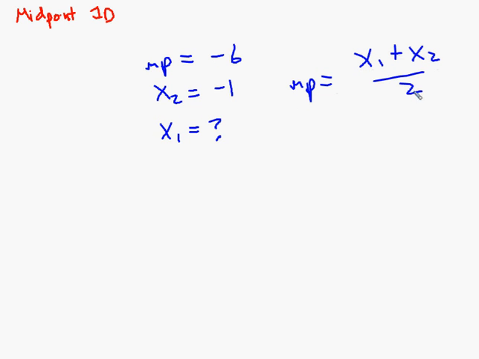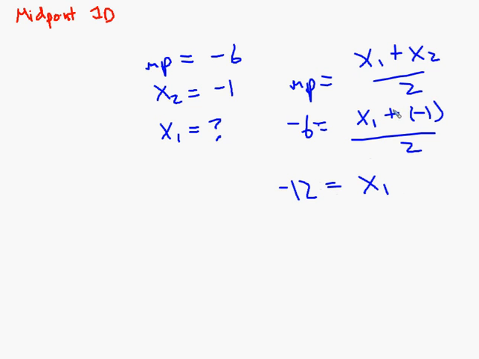Let's try that without a drawing. Let's say our midpoint is -6. Let's say x2 is -1. What's x1? Alright, well our midpoint formula in one dimension is x1 plus x2 divided by 2, and we just plug these in. So midpoint is -6, and then we have x1 plus -1 divided by 2. We clear our fraction, multiply both sides by 2, we get -12 equals x1 plus -1. Plus minus is minus. We add the 1, so I get -11 as our other point.